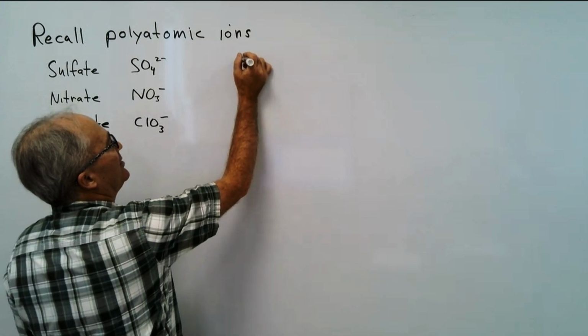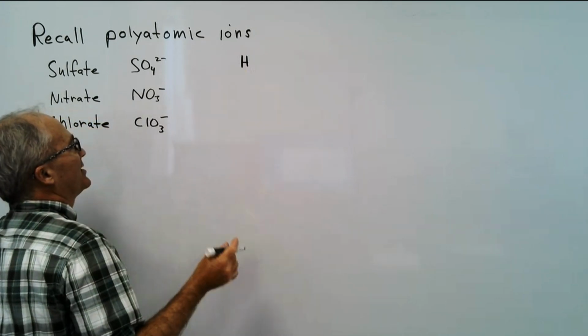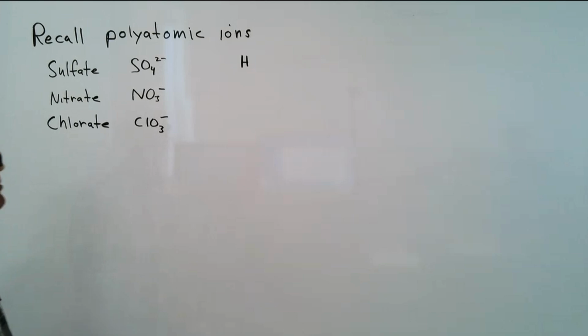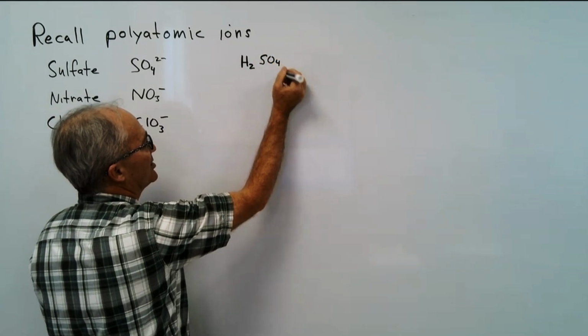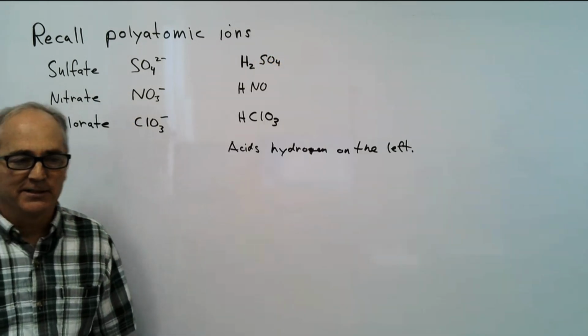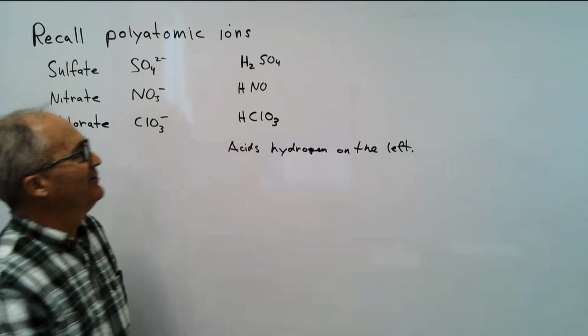Now if we hook up a hydrogen as a positive charge, what do we get when we hook up hydrogen with sulfate? A really strong acid. That is the whole point of this discussion. How do you know you're dealing with an acid? Yeah, it has hydrogen in it.